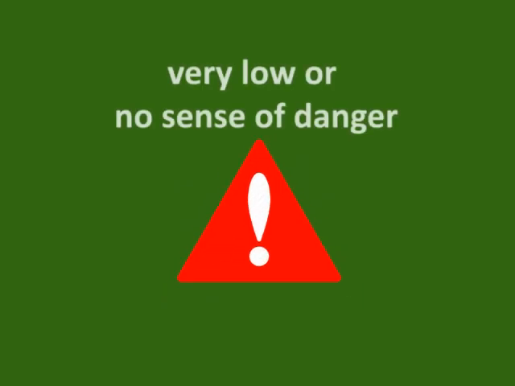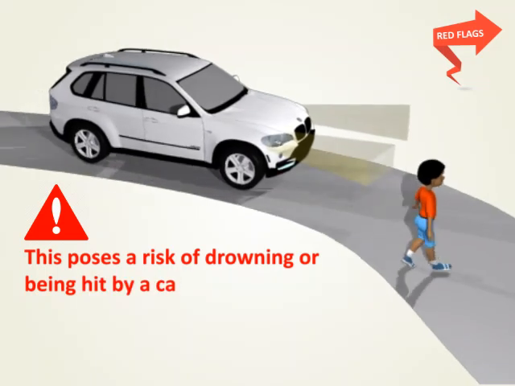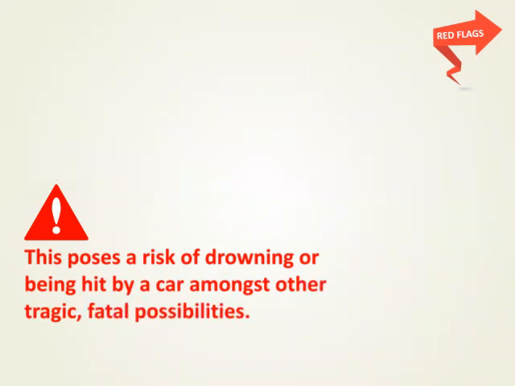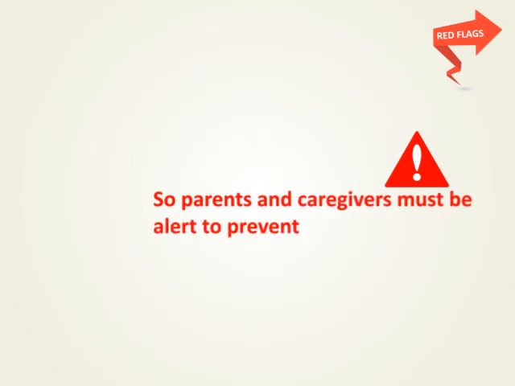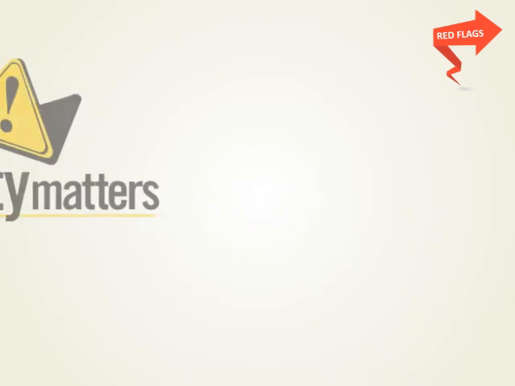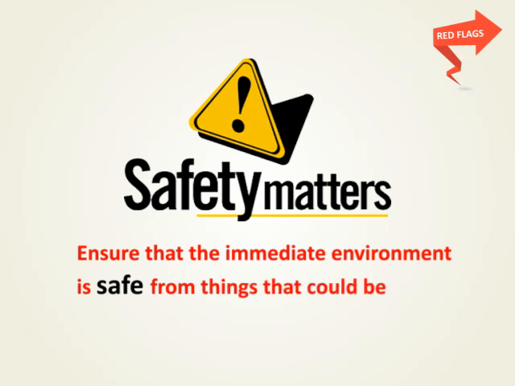There are also very serious safety risks associated with autism because some children have a very low or no sense of danger. There is a tendency to wander off or elope from safe places. This poses a risk of drowning or being hit by a car, amongst many other tragic, fatal possibilities. So, parents and caregivers must be alert to prevent and respond to ASD wandering. It is also very important that parents and caregivers ensure that the immediate environment of a child with autism is safe from things that could be harmful to them.